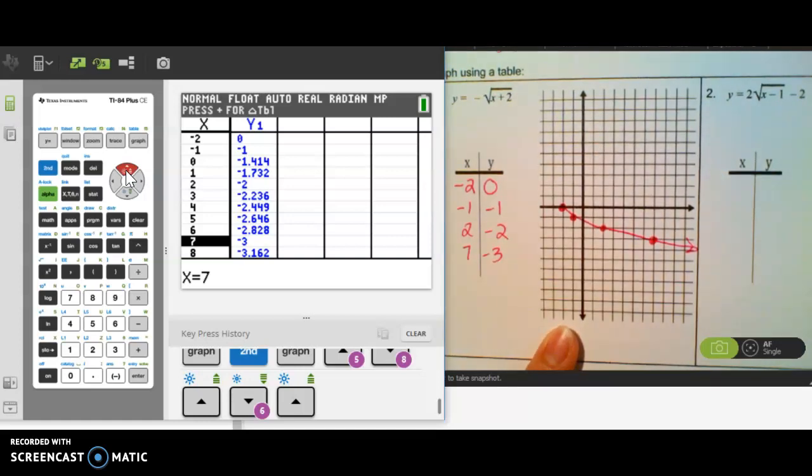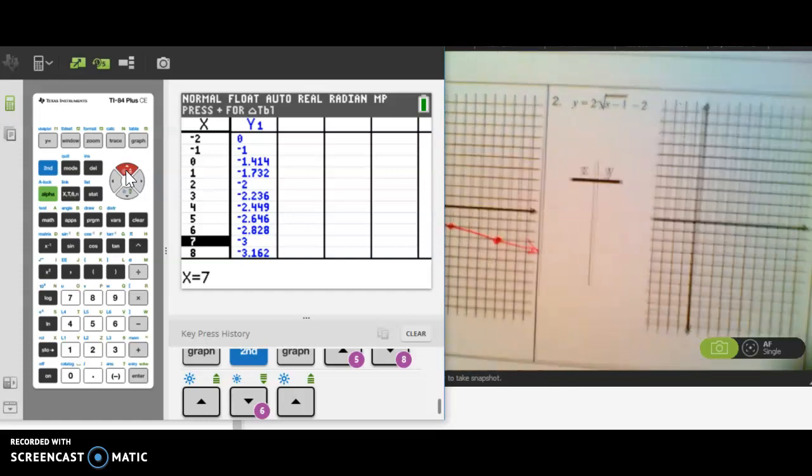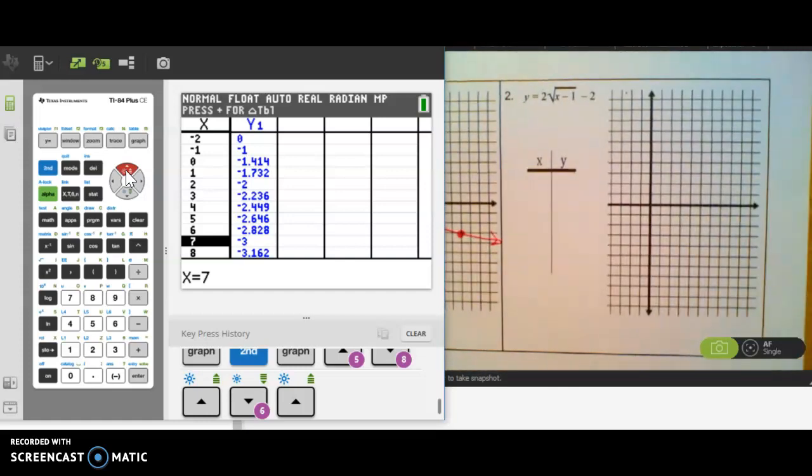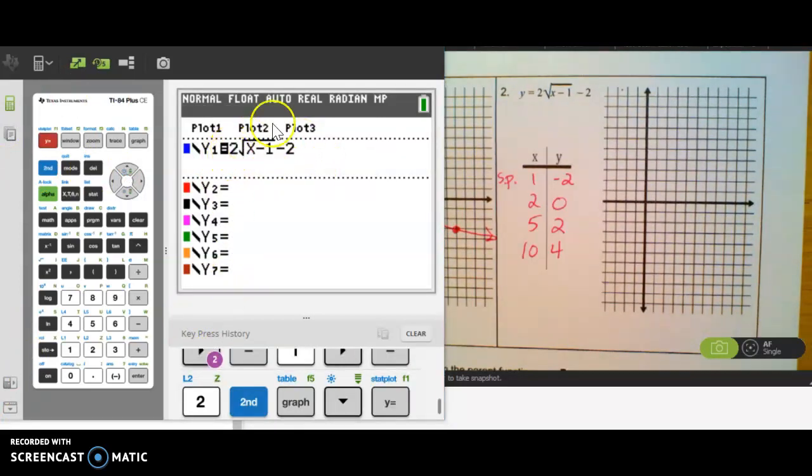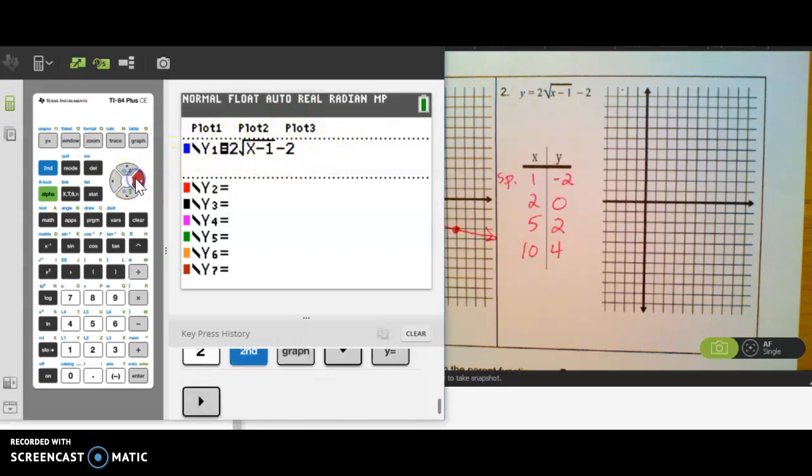Let's do one more of these graphs. I want you to try it on your own, find the table, and then check it with me. All right, here you see I've typed in my function. One thing that's a little bit tricky is that you put the 2, the square root of x minus 1. After you type the 1, you have to do the right arrow to come out of the square root and then type that -2. So make sure that -2 is outside of the root like this.